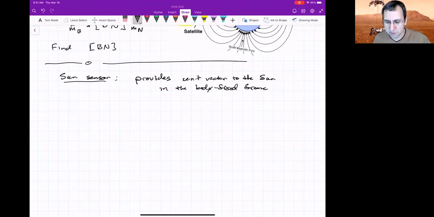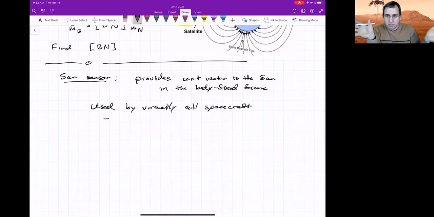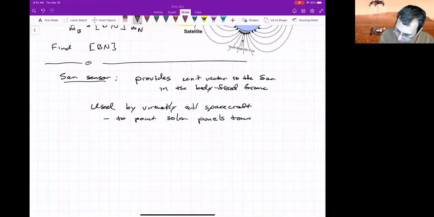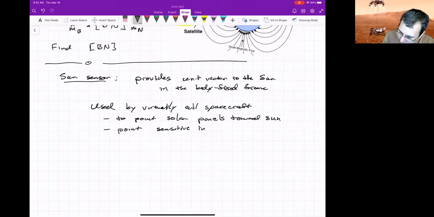And it's used by virtually all spacecraft, partly because many of them are powered by solar panels. So you want to orient the solar panels to point as directly toward the sun as possible. And you might want to point sensitive instruments away from the sun. I don't know if the Hubble Space Telescope has ever stared at the sun, but I think it's bad for it like it is for us. So to point sensitive instruments away. It's a relatively simple instrument, and there's a few different types. I'm going to mention just one, and it's a photocell.